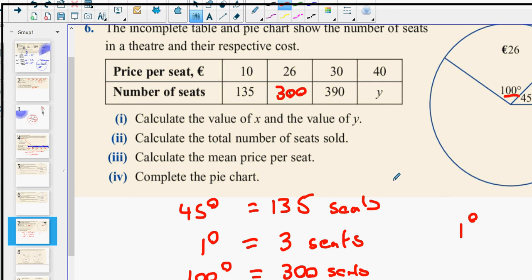Now, the next thing we're going to do, guys, is if 1 degree is 3 seats, can anybody tell me how much 390 seats is going to be worth? How did you get that? Yeah, 390 divided by 3 is 130. Multiply both sides by 130 and you find out that this is 130 degrees.